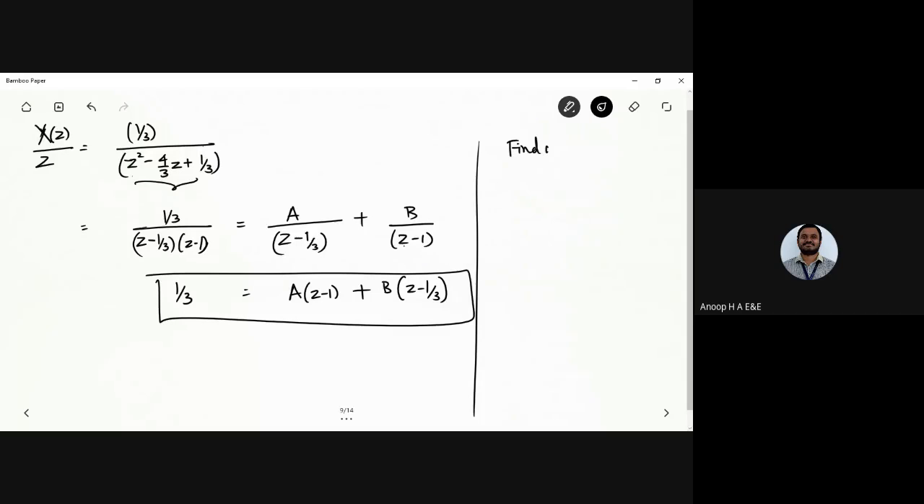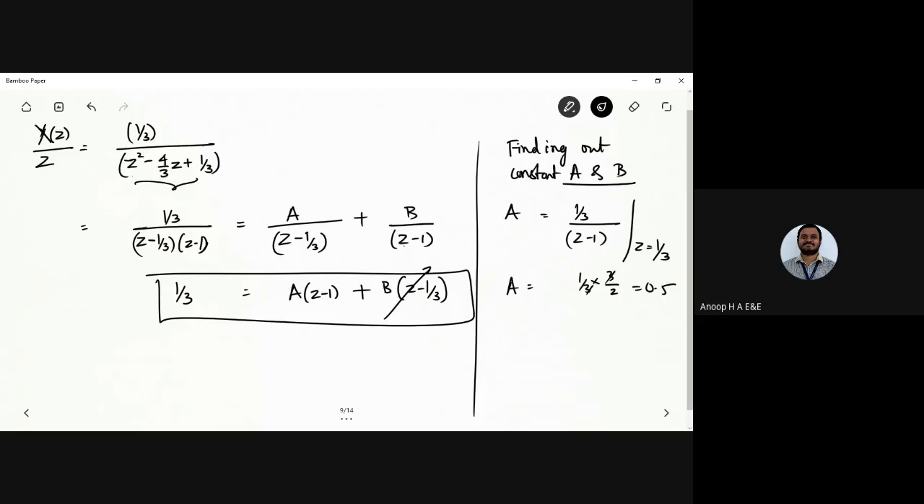Finding out constants a and b. So how do you find out constants a and b? In order to find a, this term must be equal to 0, that is, z minus 1 by 3 should be equal to 0. A would be equal to 1/3 divided by z minus 1, where z is equal to 1 by 3. So 1 by 3 minus 1 gives minus 2 by 3, and 1/3 multiplied by 3 by 2 gives a equal to minus 0.5.